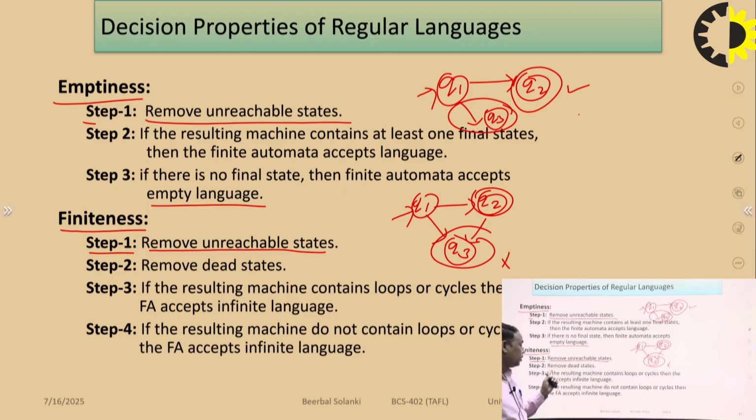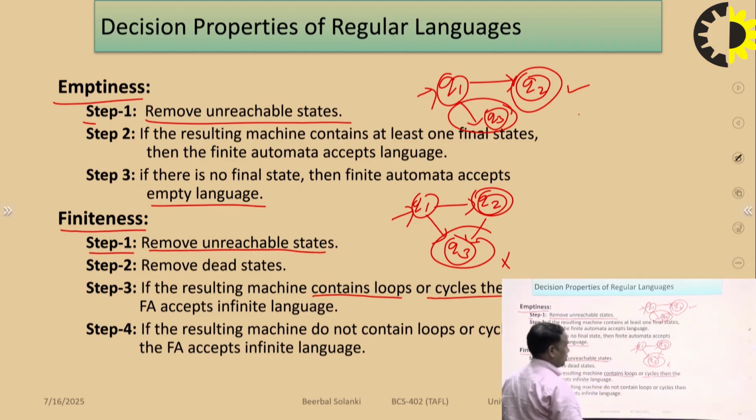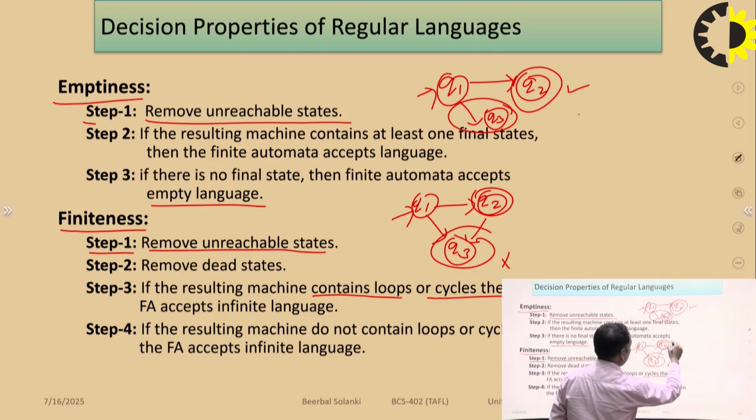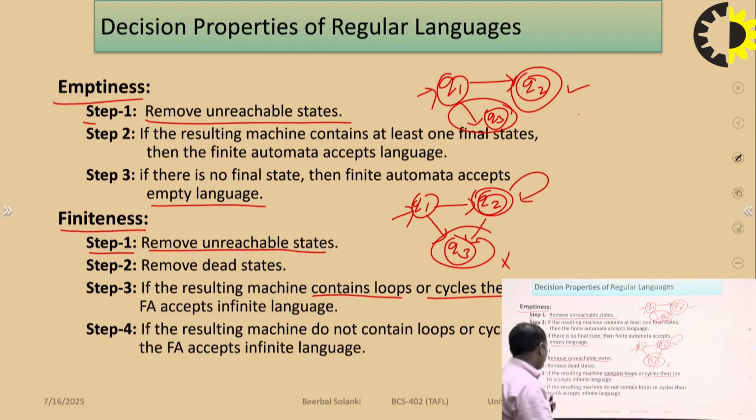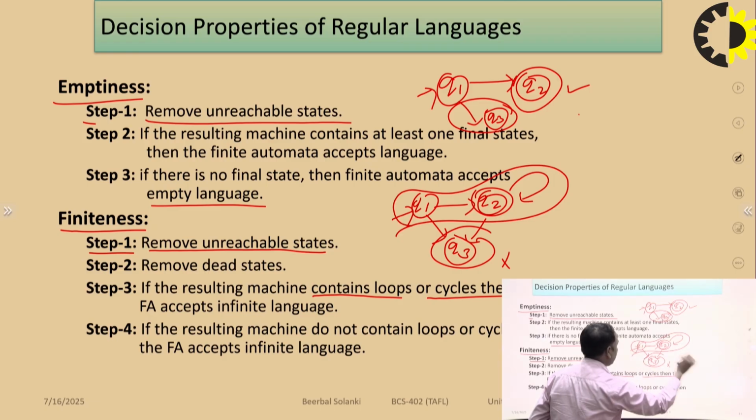Step 2, remove the dead states. This is also a dead state, so it is also removed. If the resulting machine contains a loop or cycle, suppose here this is the loop, then the finite automata accepts an infinite language. So this automata accepts an infinite language.